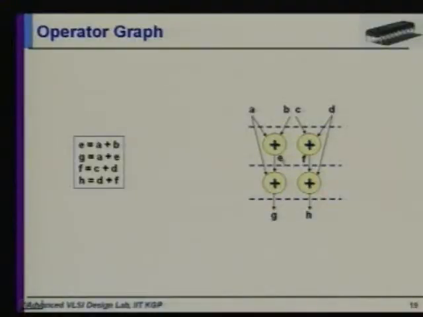I can. What do I have to do for performing this with one adder? Store E, in the next cycle use the same adder to add E and A, store G. In the next cycle use the same thing. How many clock cycles will I require for that? How many addition cycles will I require? 4, right?